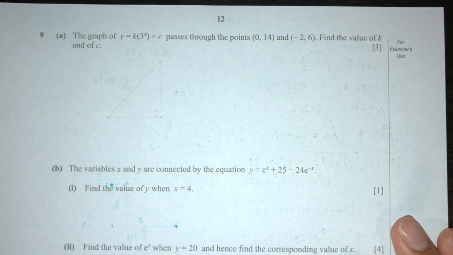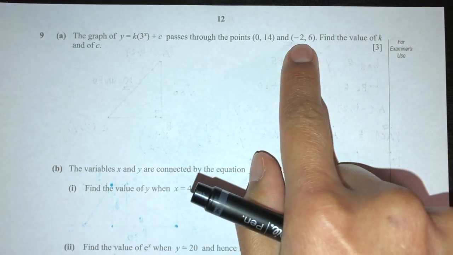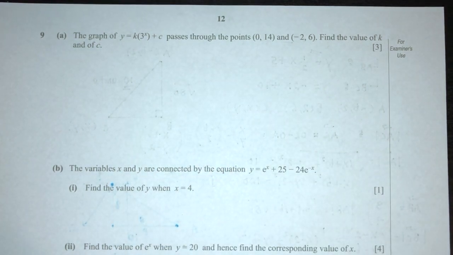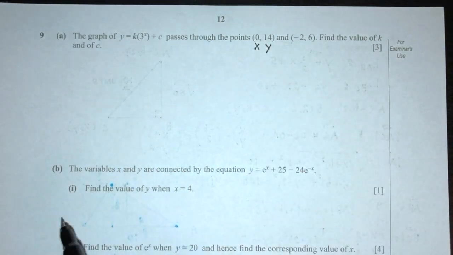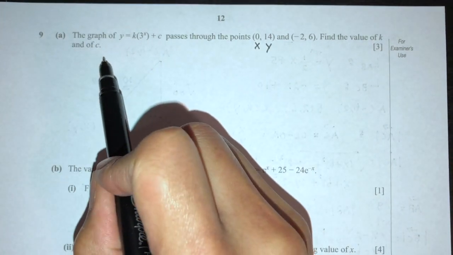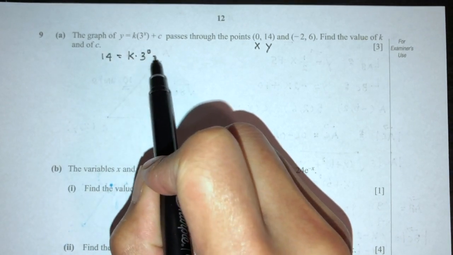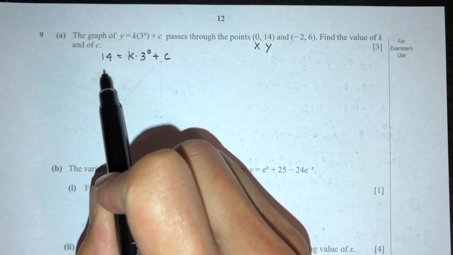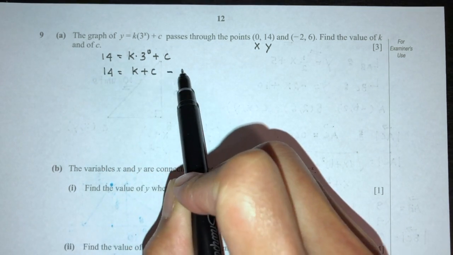Let's move on to question number 9. The graph of y equal to this passes through the 2 points, this and this. Find the value of k and the value of c. So one by one, let's use the first point. This is x and y. So you will have y is 14 equal to k times 3 power x plus c. That will be 14 equal to k plus c, number 1.